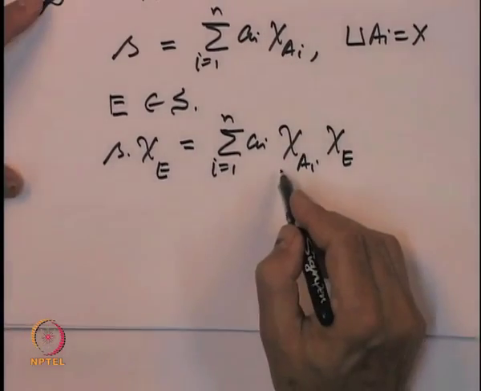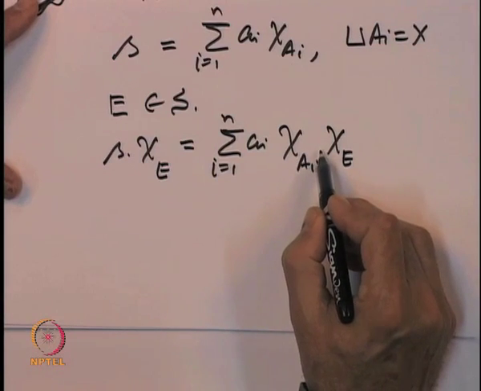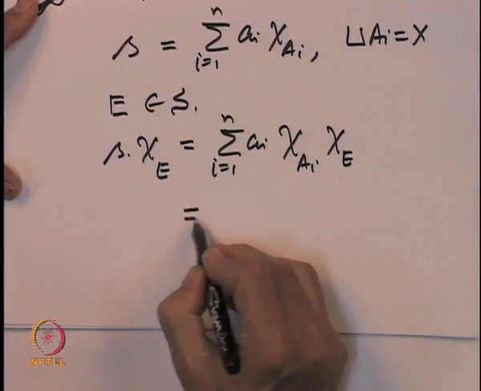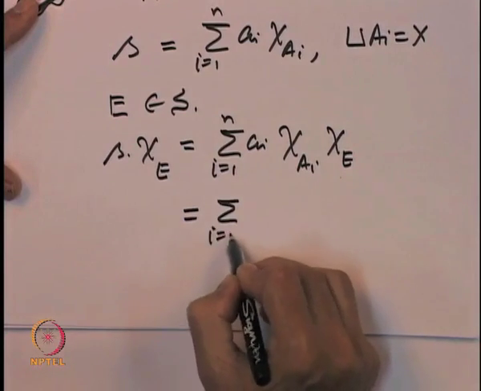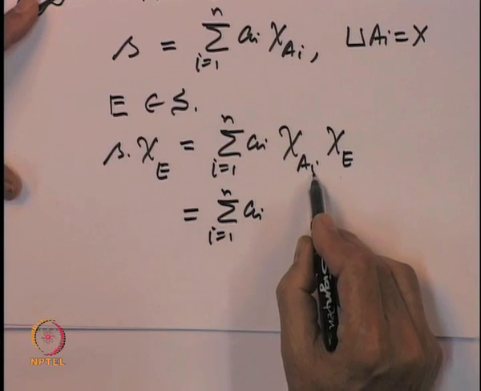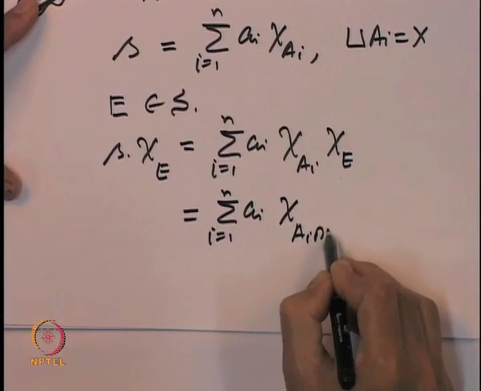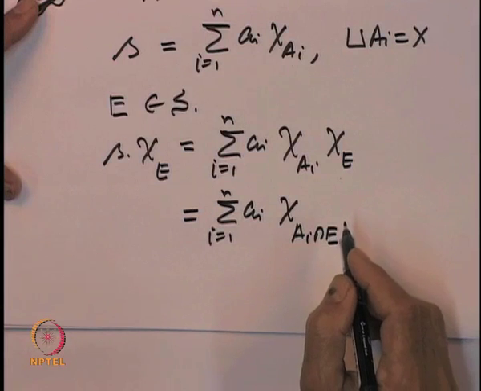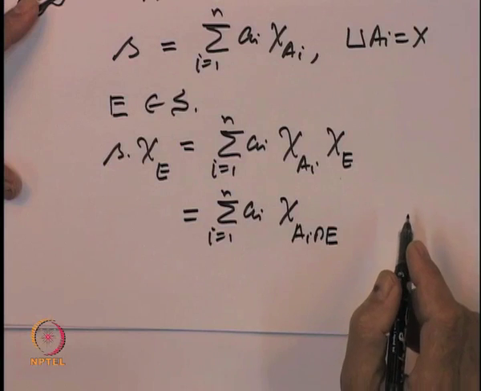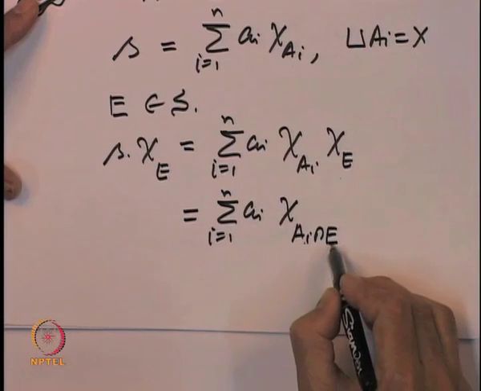Here is the observation: the product of the indicator functions of two sets is nothing but the indicator function of the intersection. So this can be written as sigma I equal to 1 to n a I times the indicator function of A I intersection E. That is the only observation one has to make. So S times the indicator function of E is given by this.